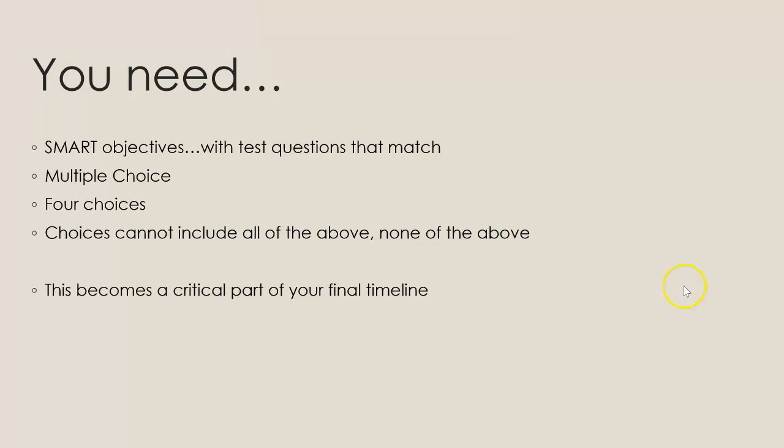So this is what you're going to need. You have already turned in your draft timeline. So now we're going to be looking at what to do to complete that whole process. First, you need the SMART objectives, which you've already worked on. And now we're going to be moving to making test questions that match your SMART objectives. The evaluation that I'm describing is based on the evaluation that has already been planned.